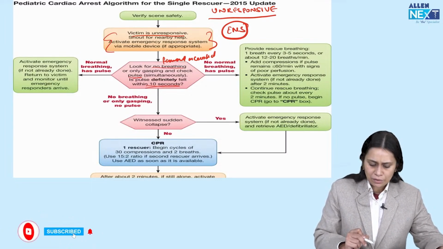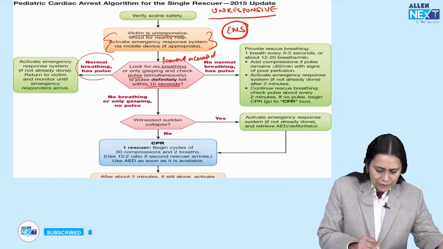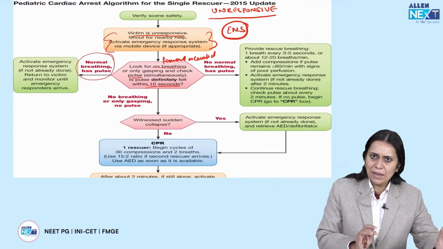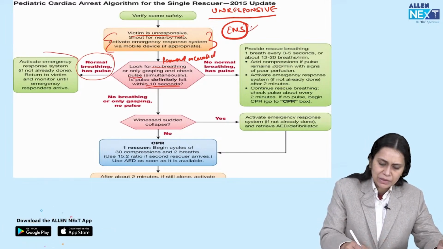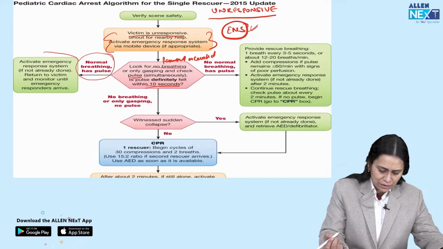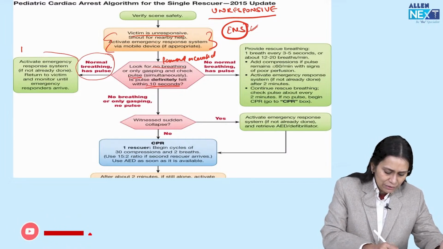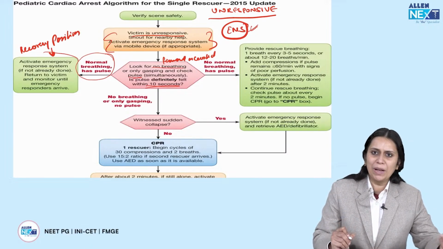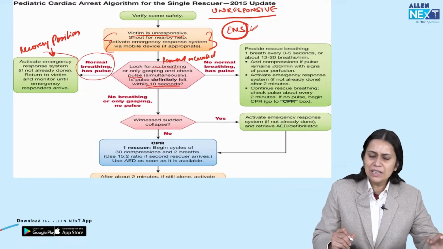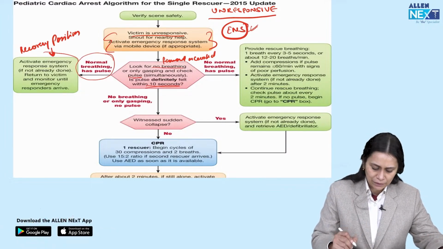Now, 3 situations. First, normal breathing and normal pulse. Both pulse and breathing are normal. Then we wait for the emergency medical system, and because the child is unresponsive, we put the child in the recovery position. This position is preferred in an unresponsive person with pulse and breathing present. This position prevents aspiration.